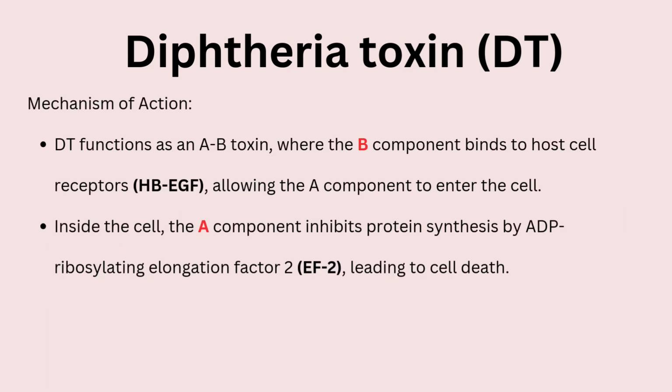Mechanism of action of diphtheria toxin. It functions as an AB toxin, where the B component binds to host cell receptors, HB-EGF, allowing the A component to enter the cell. Inside the cell, the A component inhibits protein synthesis by ADP-ribosylating elongation factor 2, EF2, leading to cell death.